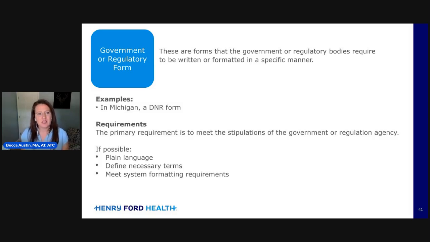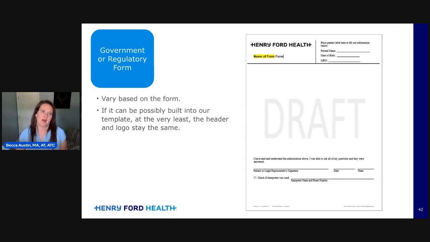So when it comes to this type of form, the primary requirement is to meet the stipulations of the government or regulatory agency. And then if possible, we'd love to address plain language, defining terms, and meeting formatting requirements. But again, the primary goal is just to make sure we're meeting the government or regulatory requirements.